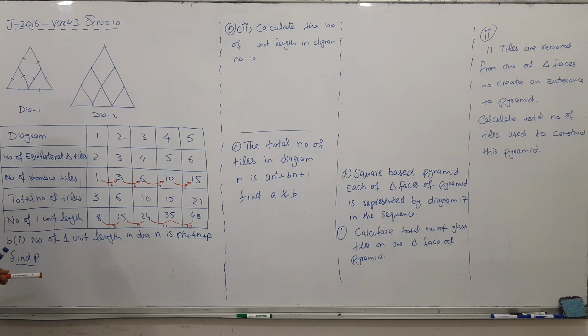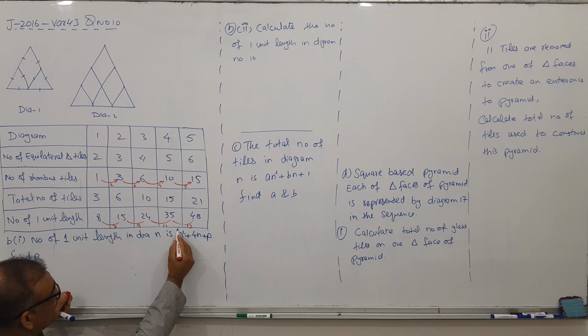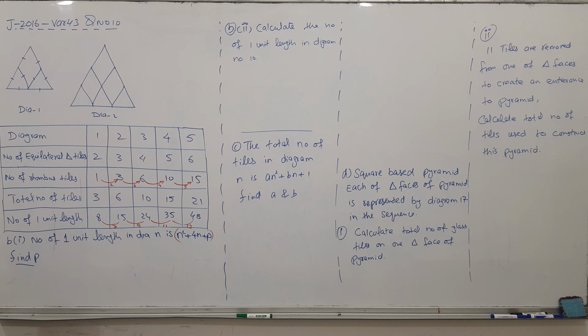So let's see the number of 1 unit lengths. 1 unit length is this column, okay? The number of 1 unit lengths in the diagram is given by this formula. This is the formula, okay? So we can say that the nth term value is given here like this, given by him. We can do it in many ways. I'll do it two ways, though there is no need for two ways. One time is enough, but for the sake of your understanding, I'm doing it two times.